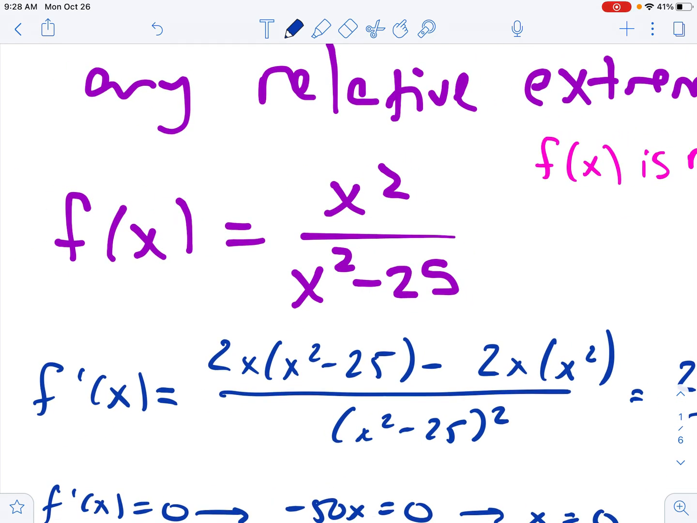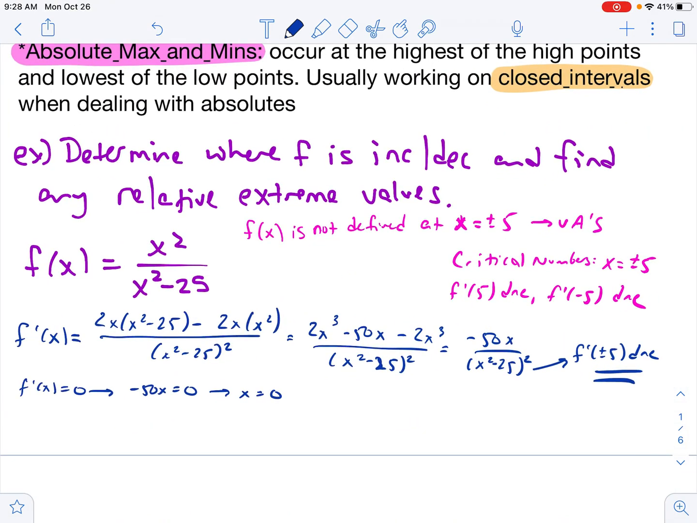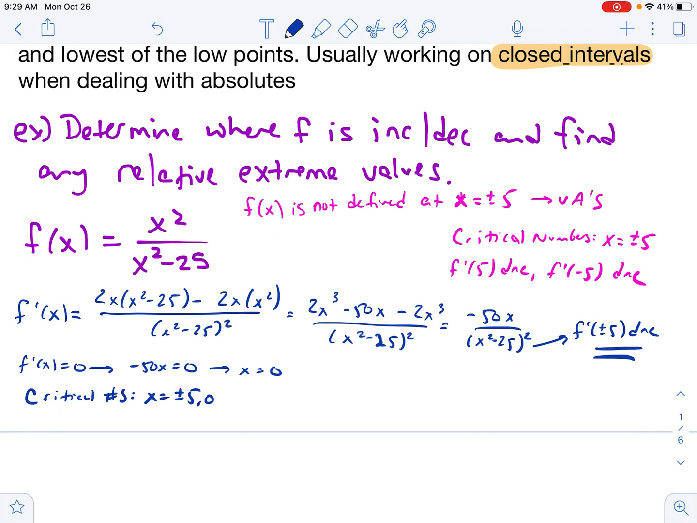If you're not dealing with a rational function with x's in the denominator, you really don't have to worry too much about that. But in any event, we've got 3 critical points here. The critical numbers are x equals plus and minus 5 and 0. Those are the critical numbers. Now what we're going to do is the first derivative test around these points to determine where the function's increasing and decreasing and where we might have any max or mins.